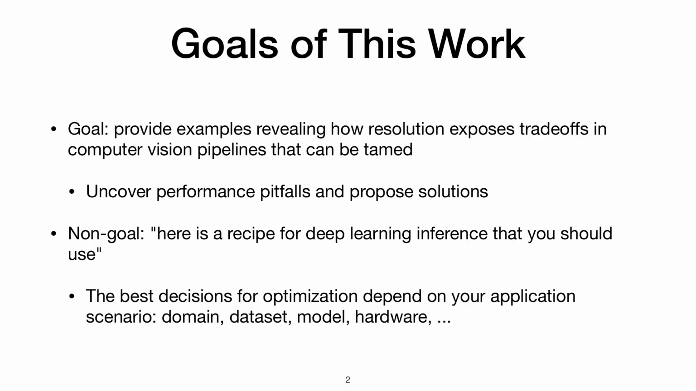To give some context to this talk, I'll start by mentioning some of the goals and additionally some non-goals. This talk aims to provide examples revealing how resolution exposes trade-offs in computer vision pipelines, uncovering performance pitfalls and proposing solutions for them along the way. On the flip side, this work isn't intended to be a one-size-fits-all recipe for computer vision or deep learning inference. As we'll see, the best decisions for optimization depend on your application scenario, and this includes the problem dataset, domain, model, and hardware, among others.